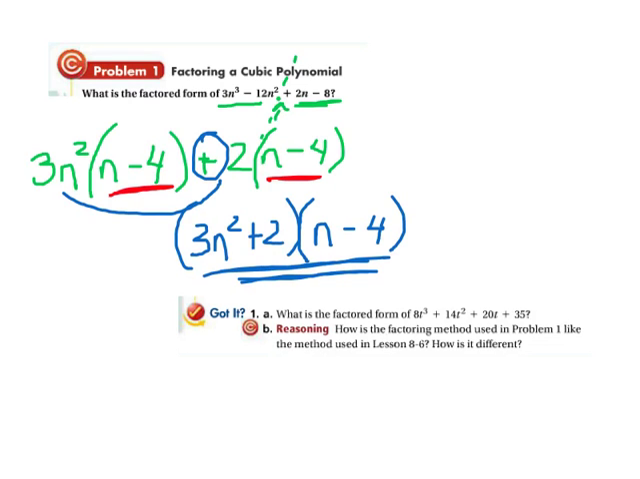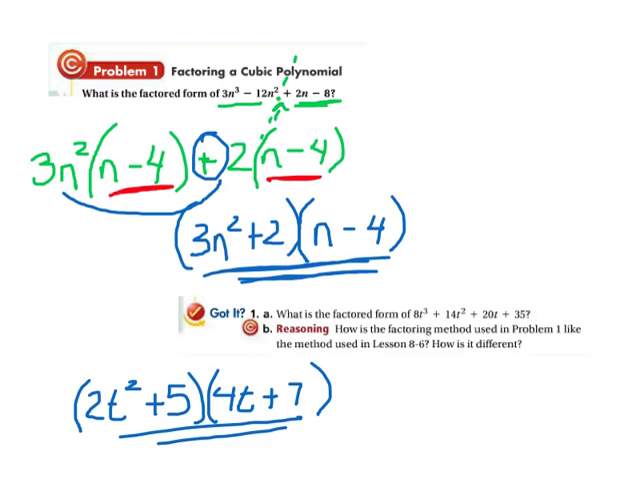Pause the video and work on Got It 1. Okay, you should have gotten the quantity of 2t squared plus 5 times the quantity of 4t plus 7. I will wait and look at your answer to Got It 1b in class.